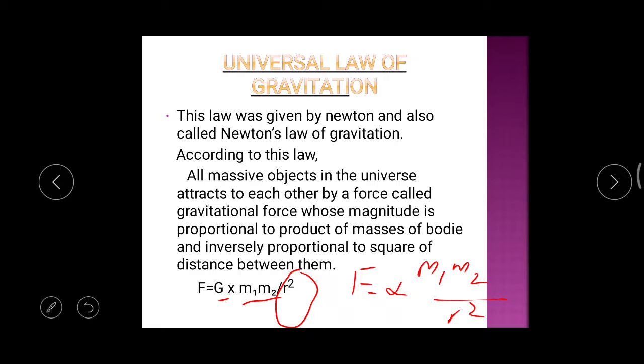So due to that reason, this gravitational force is also known as the inverse square force, or we can say this equation, F equal to G m1 m2 divided by r square, is actually the inverse square law. The gravitational law can also be named the inverse square law, that is, the force is inversely proportional to the square of the distance between the masses.